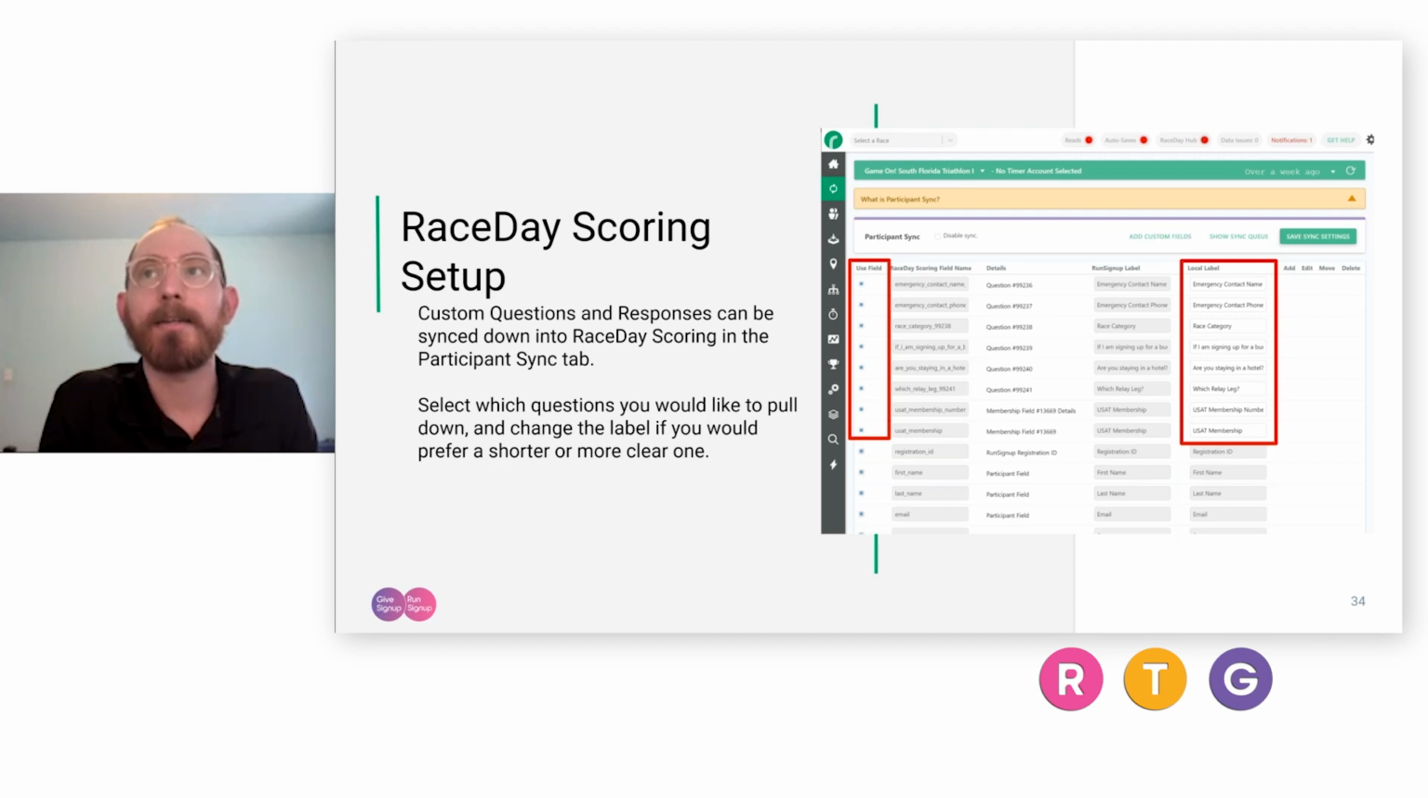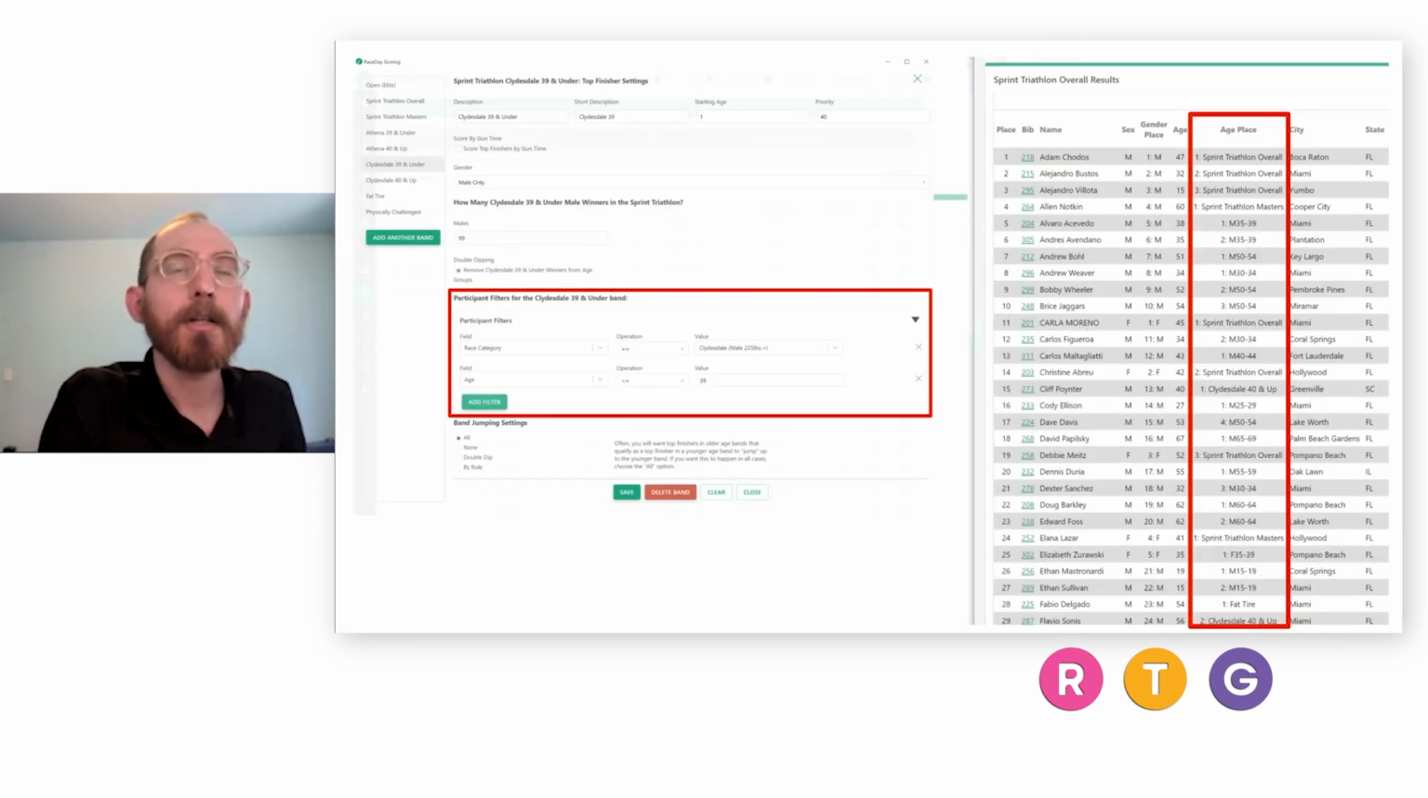And then you can, if you want to, change the label from race category to cat or division or whatever you like. That's just a little hint for you. It'll just change the way it's displayed in the reports. But as long as it's showing here, the data will sync down. So what most people want to do with these categories is set them up as top finisher categories.